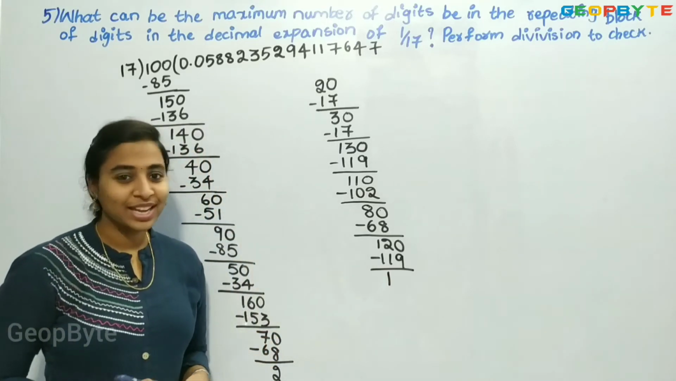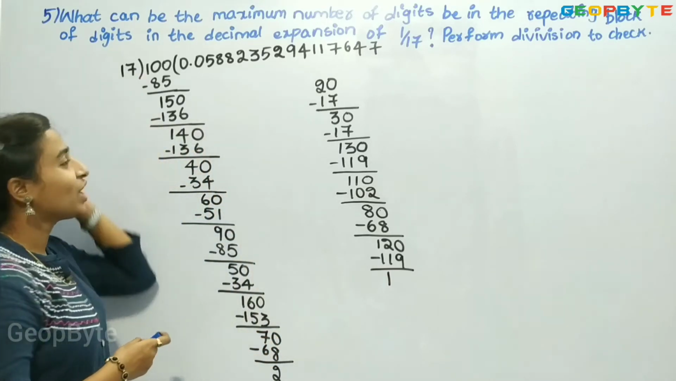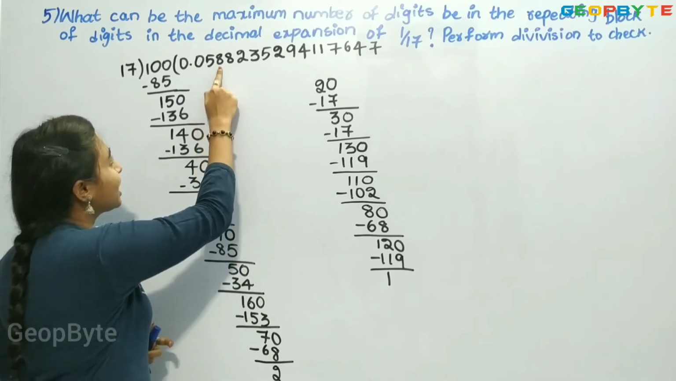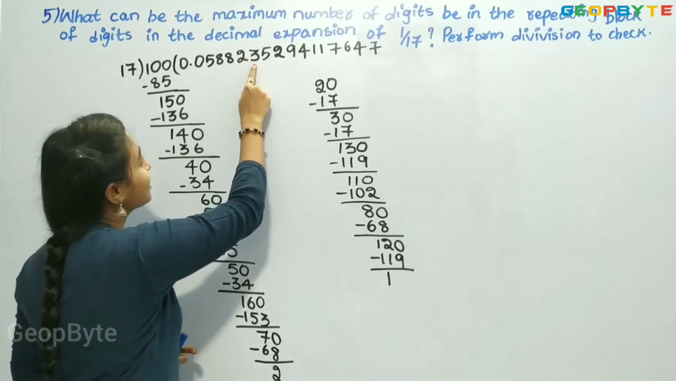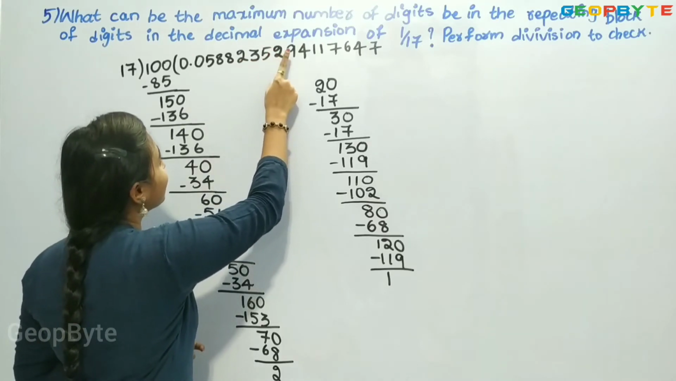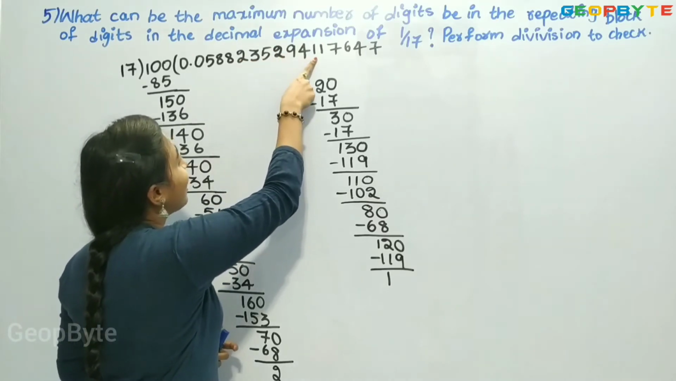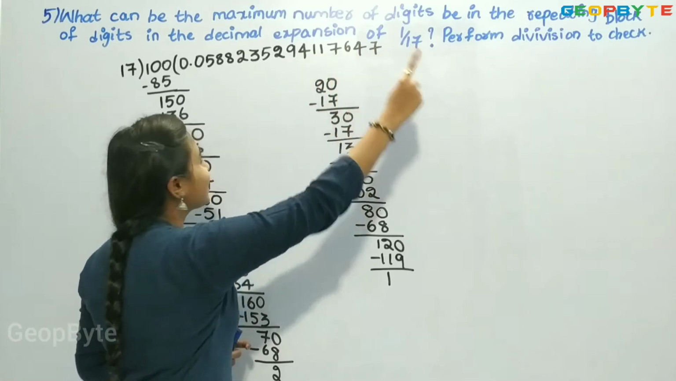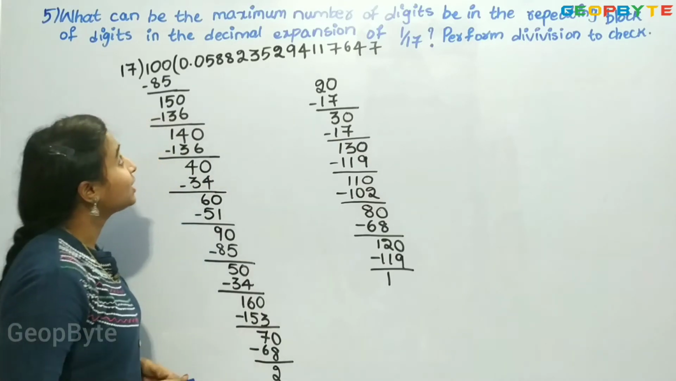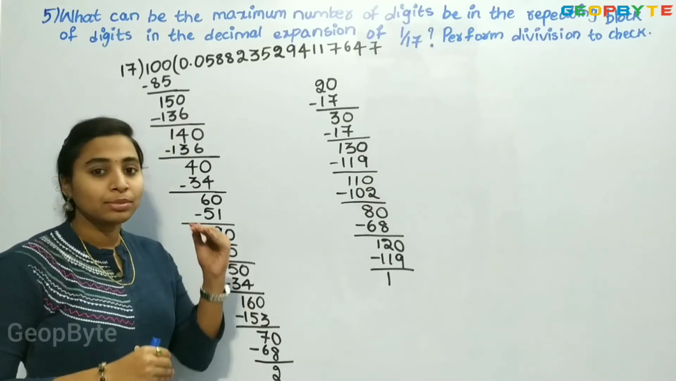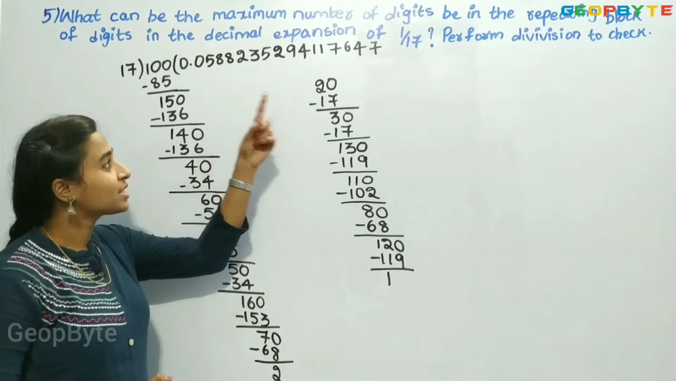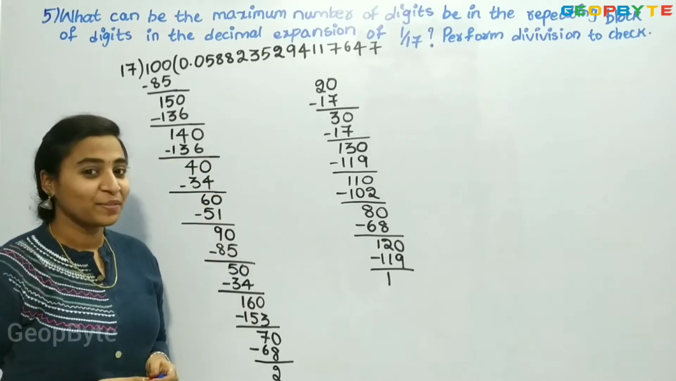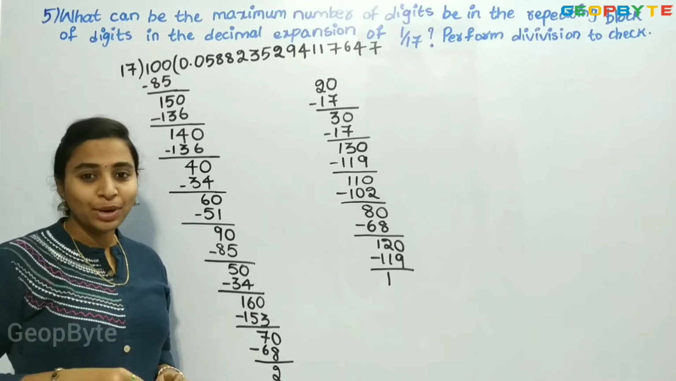Now if you see, we started with 1. We got 1, 2, 3, 4, 5, 6, 7, 8, 9, 10, 11, 12, 13, 14, 15, 16 digits. They asked what can be the maximum number of digits we get in the quotient, that is the repeating block of digits. We got 16 digits repeating.